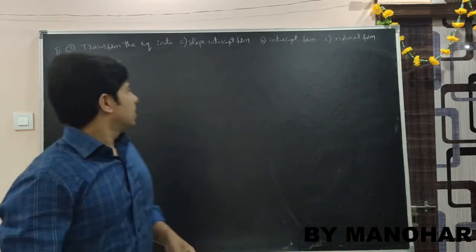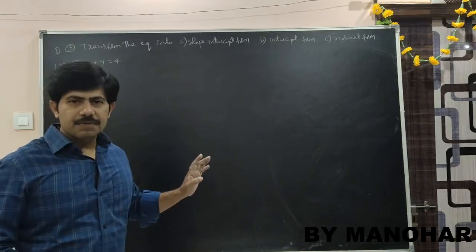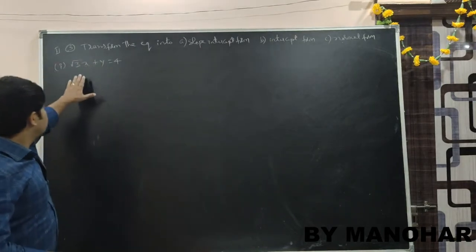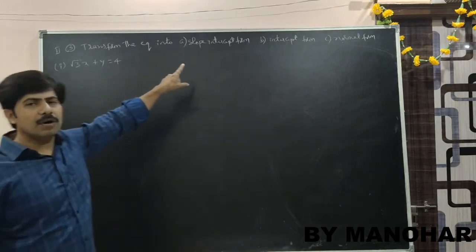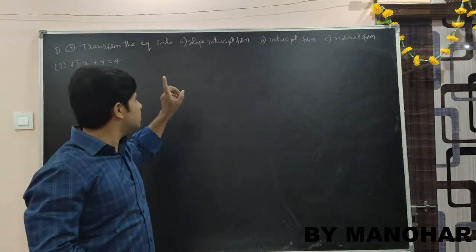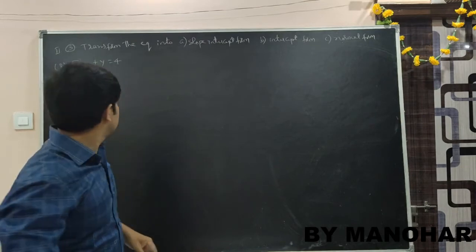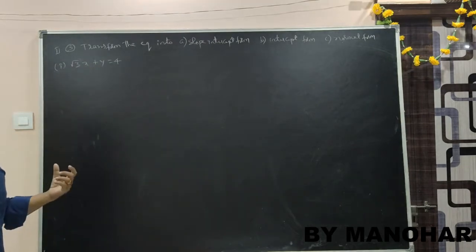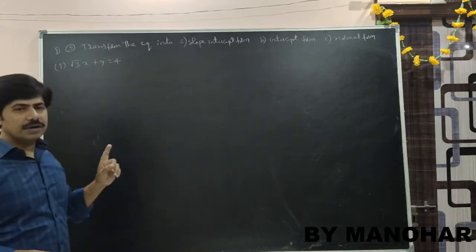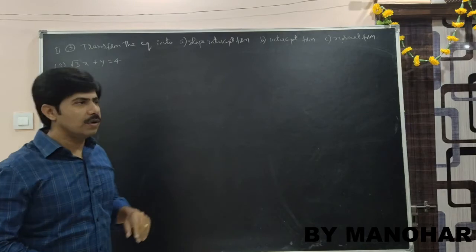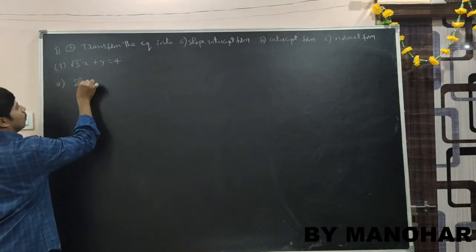Next problem. Transform the equation into slope intercept form, intercept form and normal form. The equation is given to us; this is a linear equation. We have to express it in three different forms of lines: slope intercept form, intercept form, then normal form. The first question is root 3x plus y is equal to 4. The first one is to write it in the form y is equal to mx plus c, which is nothing but slope intercept form.